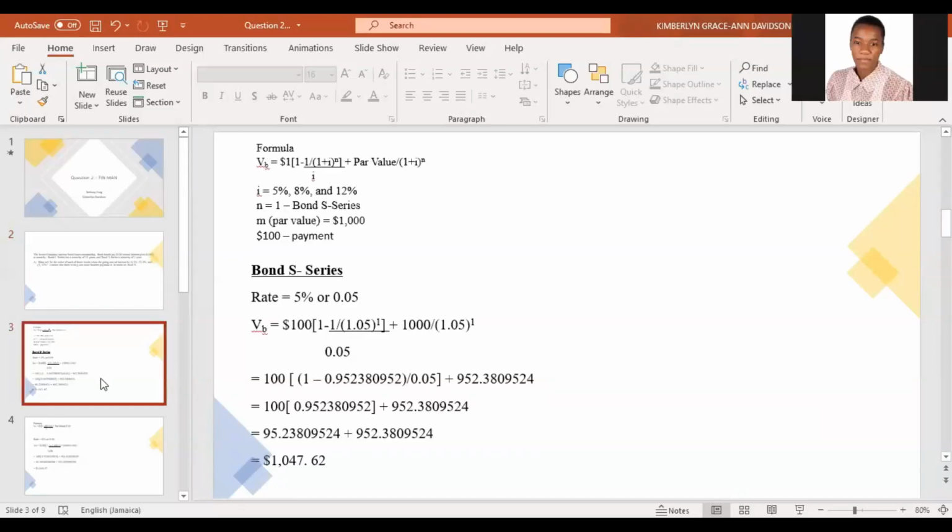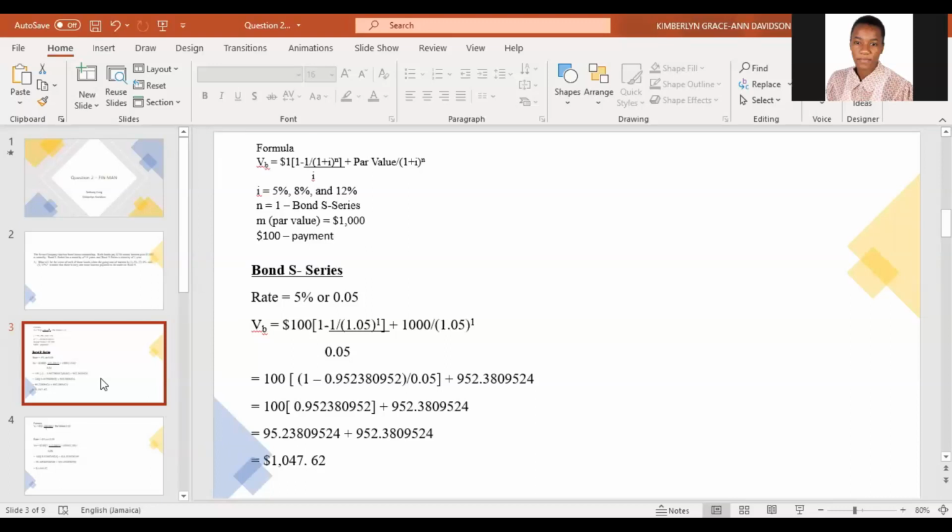All right. The formula states that the bond value equals the payment times the bracket of 1 minus 1 divided by (1 plus i) to the nth power, divided by i, plus the par value divided by (1 plus i) to the nth power. In this case, i will be equal to 5%, 8%, and 12%. N for the Bond S series will be equal to 1 year, while N for the 15-year series will be equal to 15 years. M, our par value, will be equal to $1,000, and $1,000 will be equal for payment.